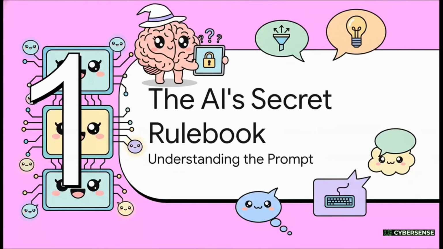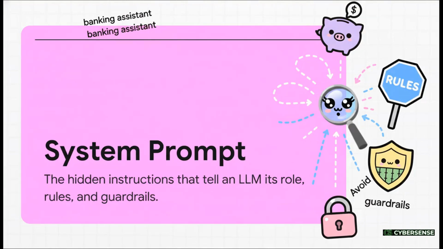All right, let's kick things off with Section 1. The AI's secret rulebook. Before we can even begin to talk about breaking the rules, we first have to understand how these models are controlled in the first place. So it all comes down to something called the System Prompt. You can think of it as the AI's core operational manual. It's this hidden block of text that tells the model everything it needs to know.